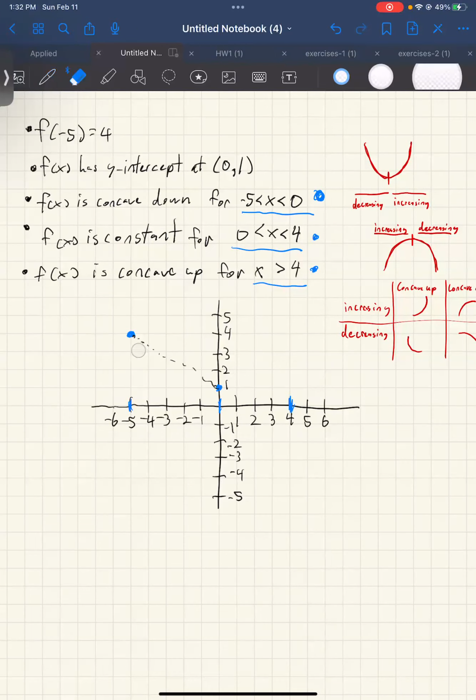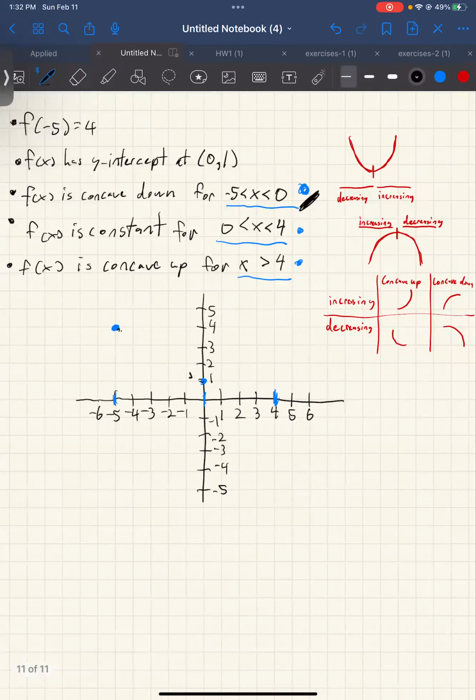So if I'm trying to connect from the point -5, 4 to 0, 1, obviously this is going downwards. So we need to be decreasing. But we also need to be concave down on this interval by that instruction right here. So if we need to be concave down while connecting these two dots, then there's only one way to do that, and that's with an arc like that.